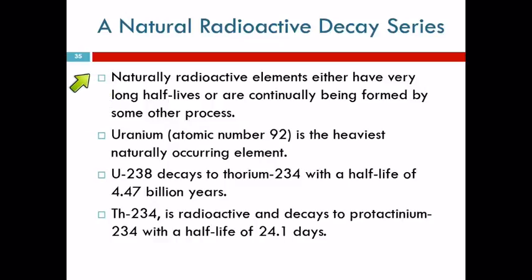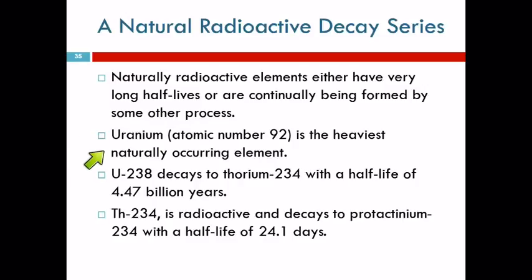Naturally radioactive elements either have very long half-lives, which is why they're still around, because it takes them a long time to decompose, or they're continually being formed by some other process. Uranium has a long half-life. The thorium had a really long half-life. When it decays, it creates another element that's radioactive. So we've got some that are being created and some that just take a really, really long time.